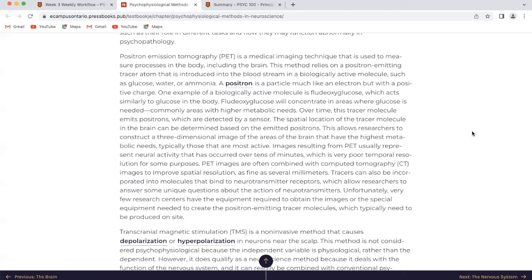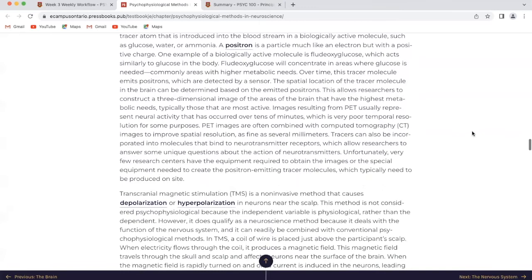fluorodeoxyglucose, which acts similarly to glucose in the body. Fluorodeoxyglucose will concentrate in areas where glucose is needed, commonly areas with higher metabolic needs. Over time, this tracer molecule emits positrons, which are detected by a sensor. The spatial location of the tracer molecule in the brain can be determined based on the emitted positrons. This allows researchers to construct a three-dimensional image of the areas of the brain that have the highest metabolic needs, typically those that are most active.